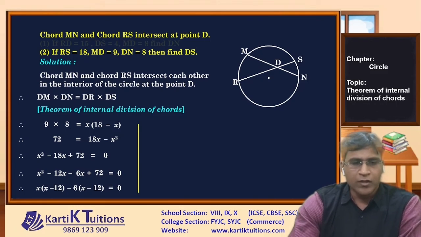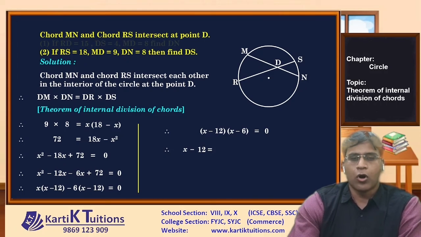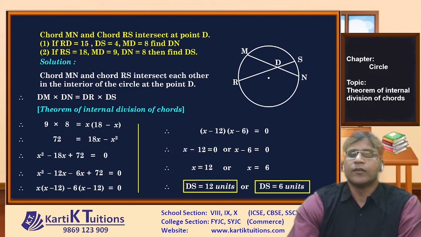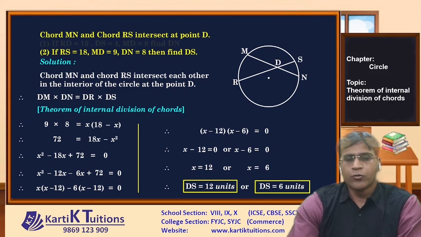Now in this, in both the terms x minus 12 is common. So x minus 12 into x minus 6 is equal to 0. Therefore, x minus 12 has to be equal to 0 or x minus 6 has to be equal to 0. Therefore, x is equal to 12 or x is equal to 6. Now see, we got two values of x. It makes no difference. So therefore, either DS will be 12 units or DS will be 6 units. I hope you have understood this sum also.